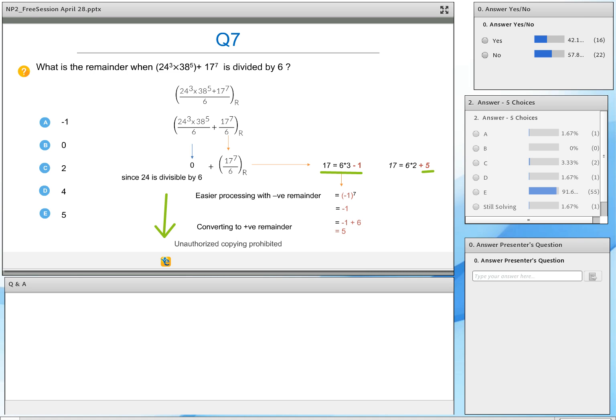I don't understand why we need to use negative remainder. The remainder is 5 with both methods. Well, the remainder is not 5, because here you had 17 raised to the power 7. If you use the remainder as 5, you would have had to do 5 raised to the power 7, calculate that, and then divide that by 6 again to figure out the remainder. You are able to bypass all those calculations here because you used the negative remainder concept.